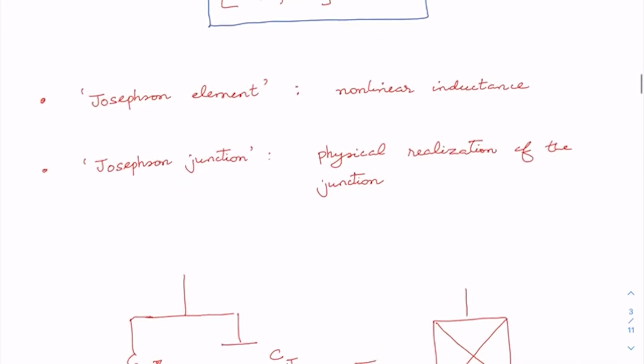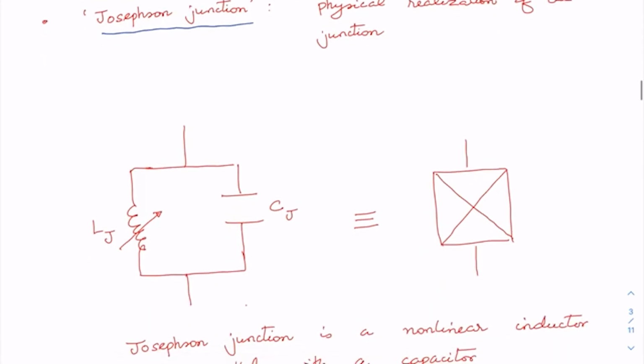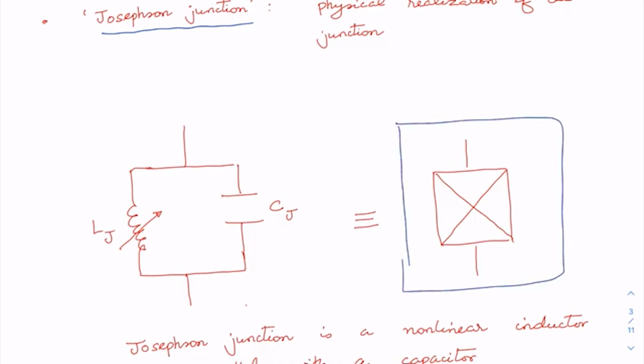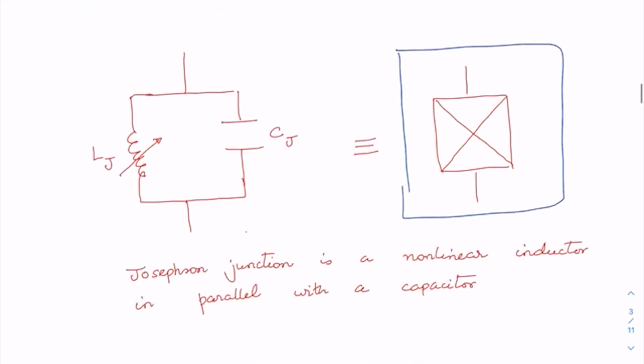Now there are two things I mentioned. One is that the term Josephson element is generally used to refer to a nonlinear inductance. On the other hand, when we say Josephson junction, this basically refers to the physical realization of the junction. A Josephson junction is a nonlinear inductor in parallel with a capacitor, and this is represented by this symbol. Whenever you come across any symbol like this, you should understand that it is referring to the Josephson junction.